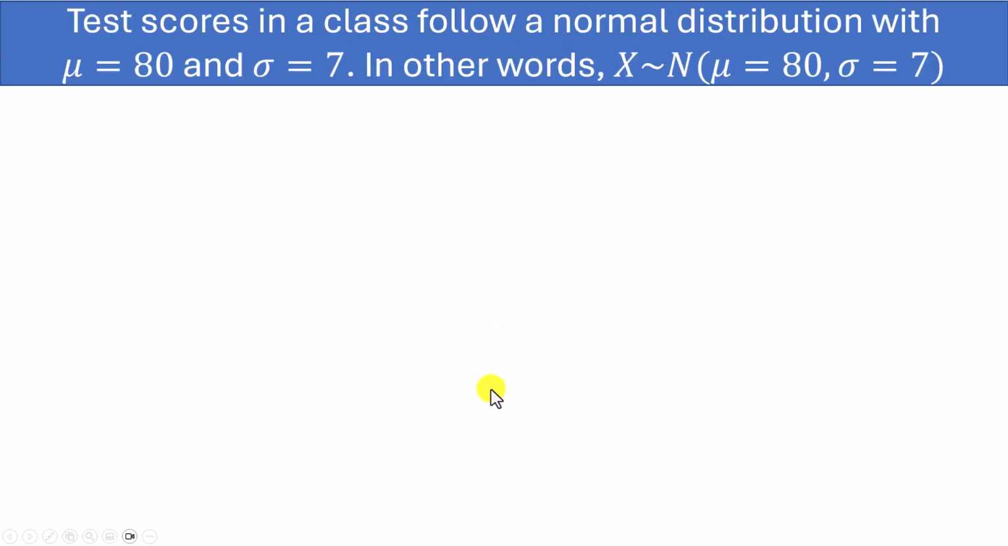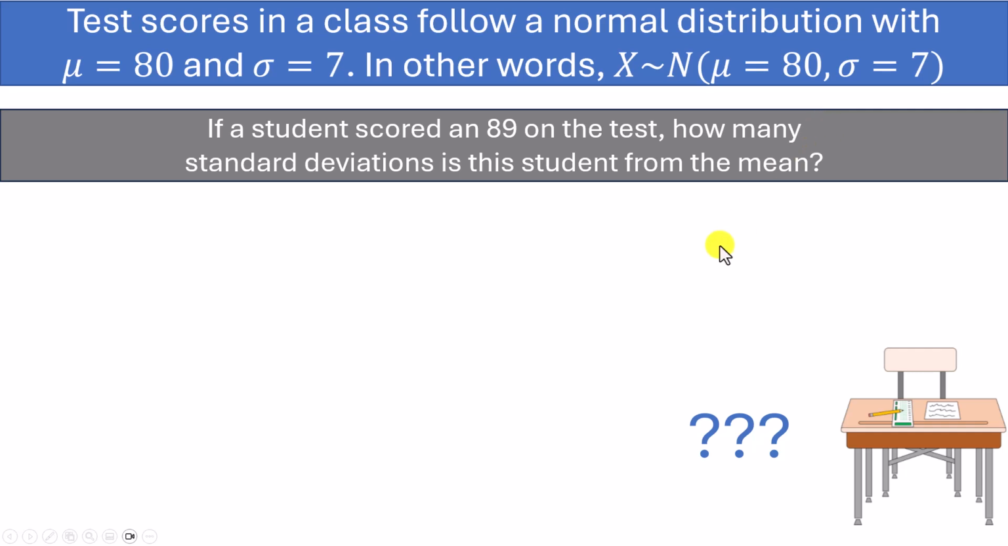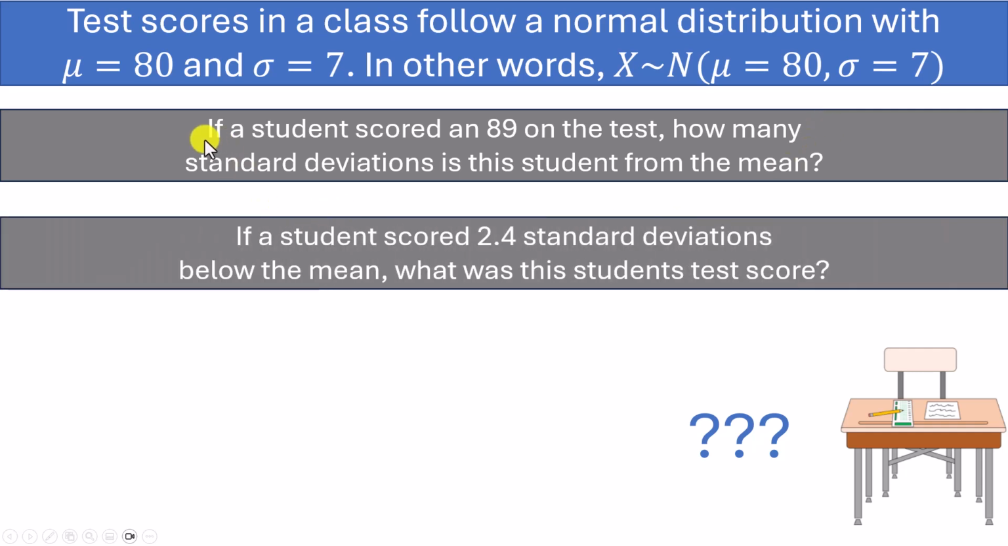All right, here is a problem for you to try. Test scores in a class follow a normal distribution with a mean of 80 and a standard deviation of 7. In other words, our variable follows a normal distribution, mu equals 80, and sigma equals 7. So here are a few questions for you to try. See if you can determine, if a student scored an 89 on the test, how many standard deviations is that student from the mean, and also, if a student scored 2.4 standard deviations below the mean, what is that student's test score? You can solve these by using these two formulas here. So go ahead and pause the video and give that a shot.